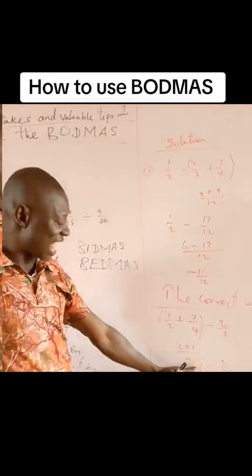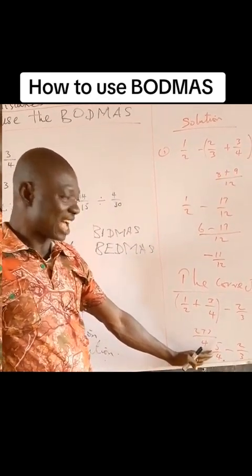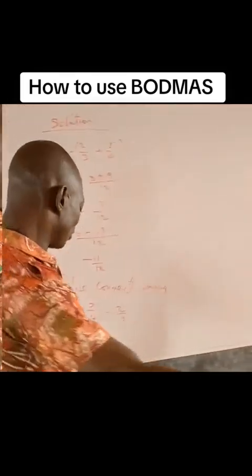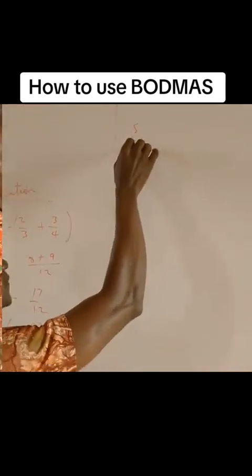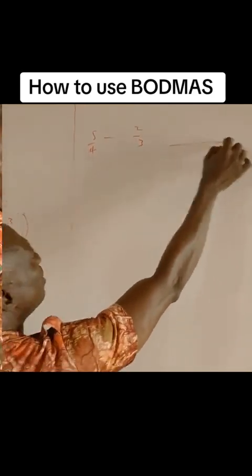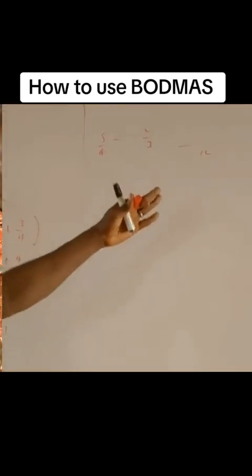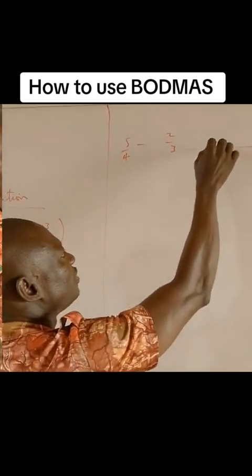Whether you write this as an improper fraction, as it is here, or you write it as a mixed number, they are going to give you the same answer. And so what we are going to get will be 5 over 4 minus 2 over 3, where the LCM is 12. 4 divides 12 will give you 3. 3 times 5 is 15.